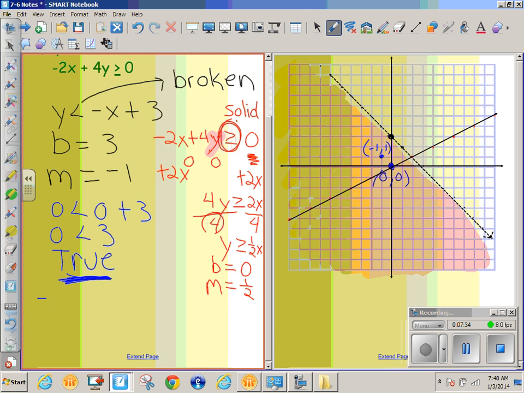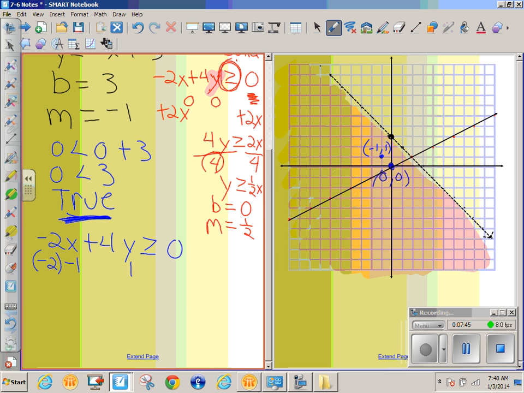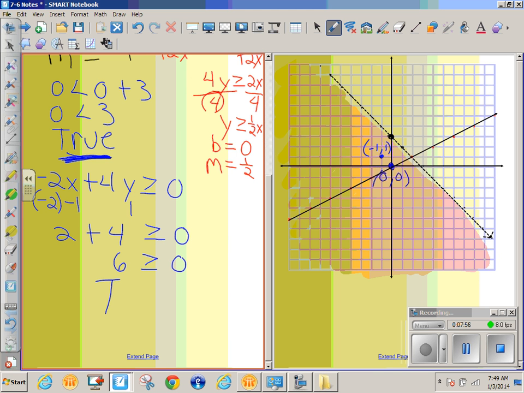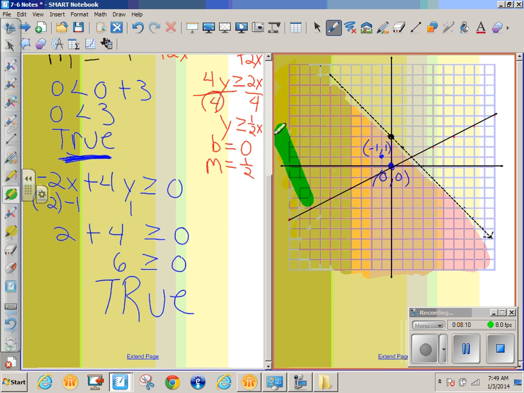-2x plus 4y, going back to our original statement, and I'm going to substitute in -1 for x and 1 for y. So -2, just do the math here, plus 4 is greater than or equal to 0. Well, 2 plus 4 is 6, and 6 is greater than or equal to 0. That is a true statement. So my test point was at -1, 1. So I want to make sure that I shade at -1, 1. So I'm going to choose a different highlighter, and I'm going to shade then above the line, the solid line I just drew in.